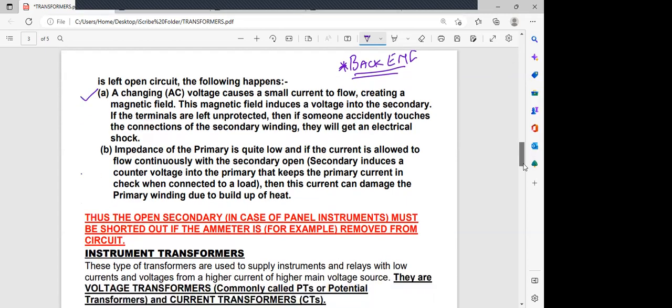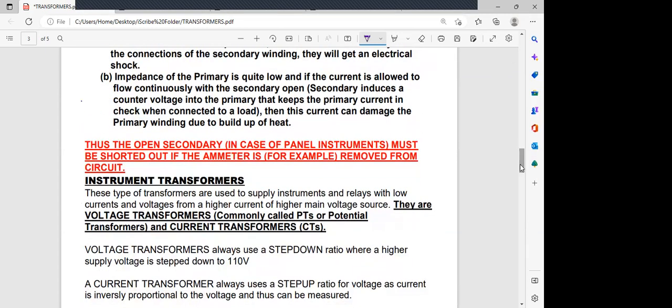Okay, what about instrument transformers? Excuse me. Just give me a moment. My throat is gone.